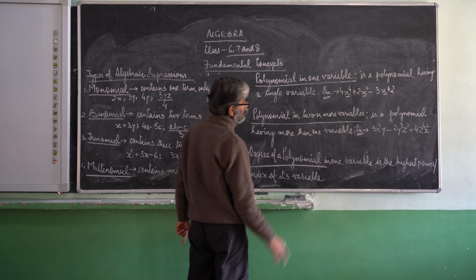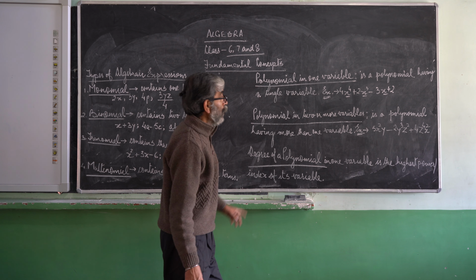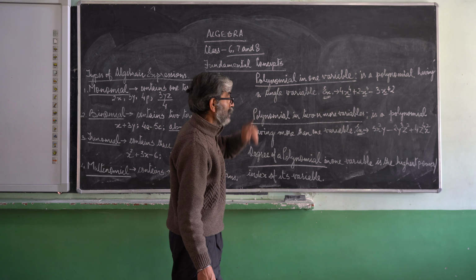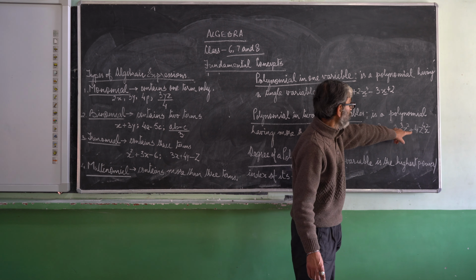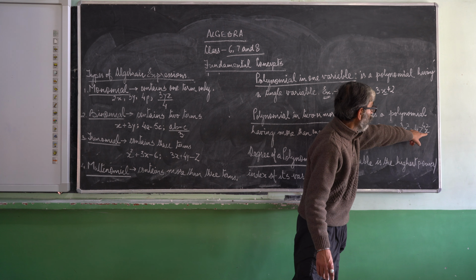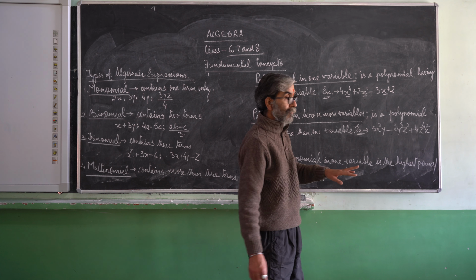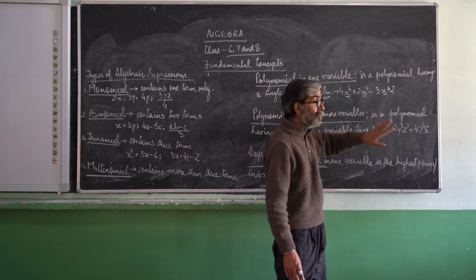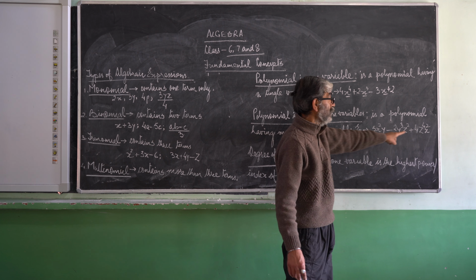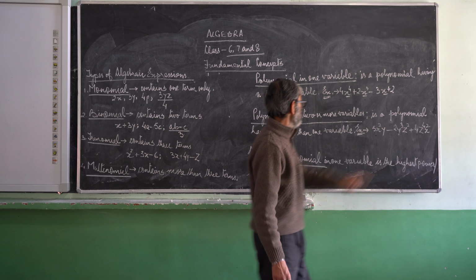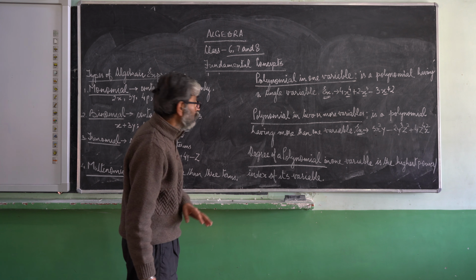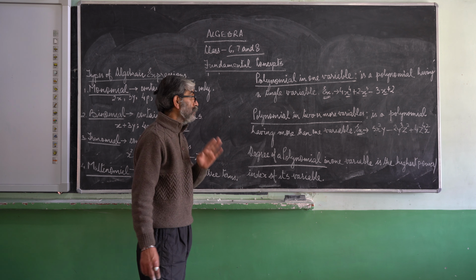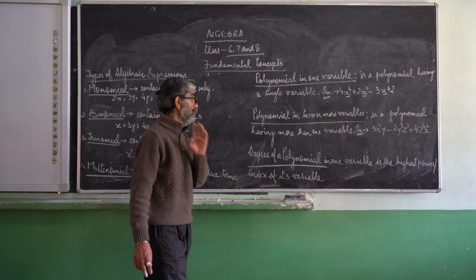Polynomial in two or more variables is a polynomial having more than one variable. Example given to you: 5x square y minus 2y cube z plus z to the power of 4x square. If you notice, I have taken 3 variables over here: x, y and z. So a polynomial in 2 or more variables is a polynomial which has more than one variable.